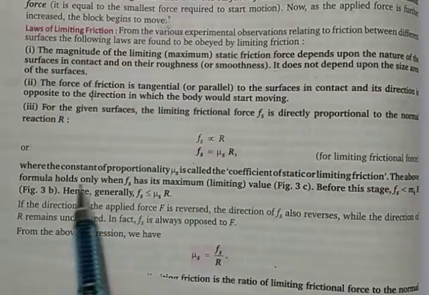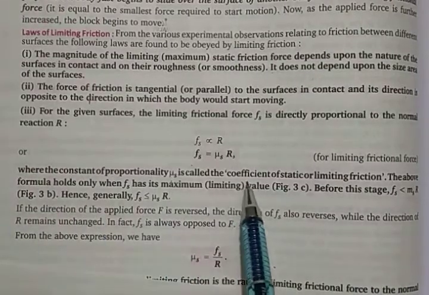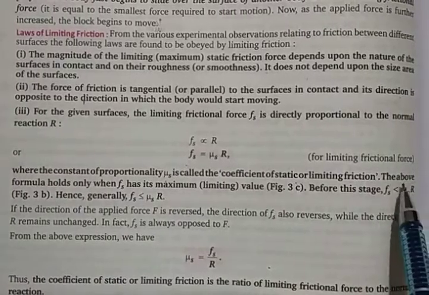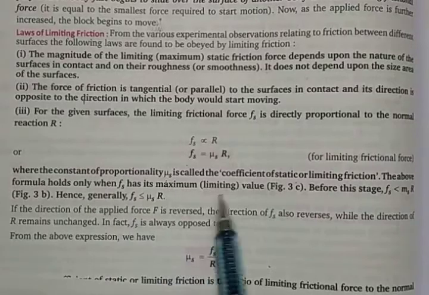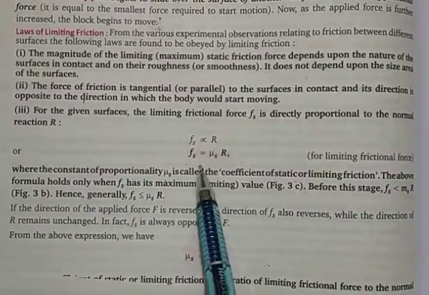Where the constant of proportionality mu s is called the coefficient of static friction or limiting friction. So the above formula holds only when Fs has its maximum limiting value. It is only for the maximum value when it is about to start moving.